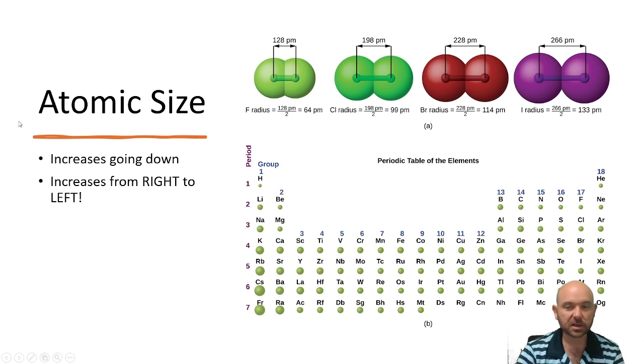We can see that trend here laid out in a periodic table, and we will see that atomic size increases as we go from top to bottom on the periodic table, and it also increases as we move from right to left. Again, it's probably easy to understand why it would increase in size moving from top to bottom. It may be a little less intuitive why it would increase from right to left instead of left to right, but we've had that discussion just now.